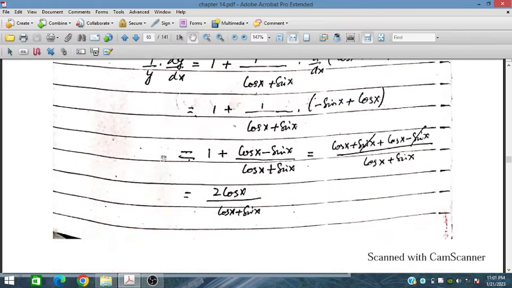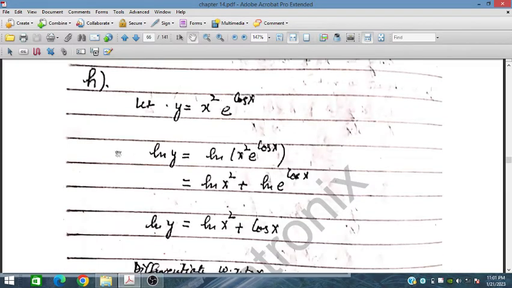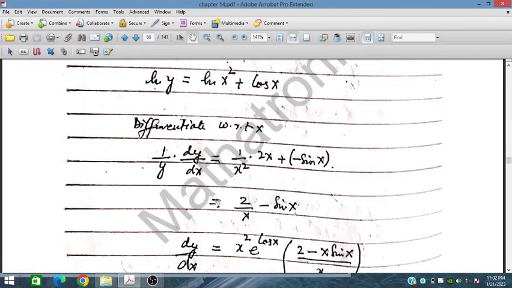Similarly for x square e power cos x, taking ln on both sides, this becomes ln x square and this is ln e power cos x, so this becomes cos x. So now differentiate. Differentiating ln x square with 1 over x square and then x square differentiates to 2x, and cos x differentiates to minus sin x, and then this x will cancel, so we have 2 upon x and then minus sin x, and this multiplies y here.